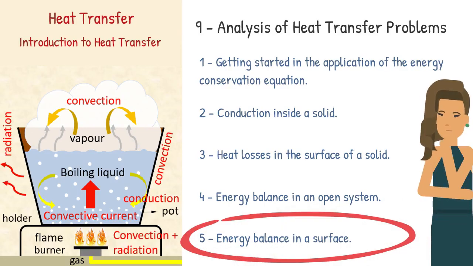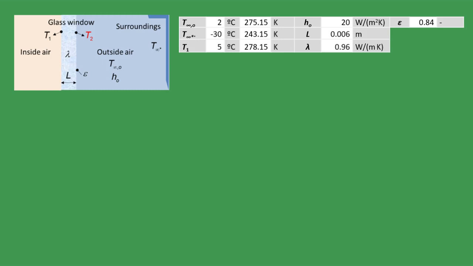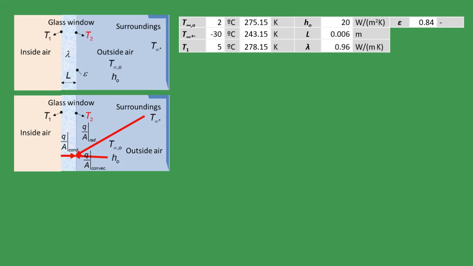Let us finally move on to the application of the energy conservation equation to a surface. Calculate the outer surface temperature, T2, and the heat flux through the glass of a window during a winter night, using the data given in the table. To calculate T2, the starting point is to write the energy balance in the outer surface of the window. This is a surface balance.